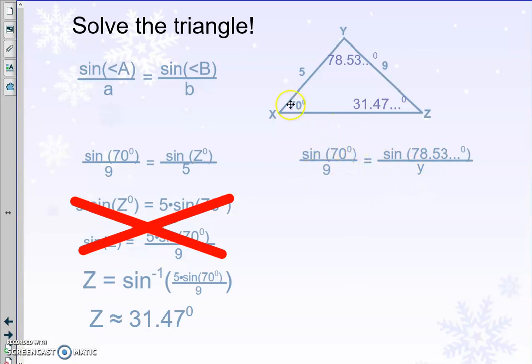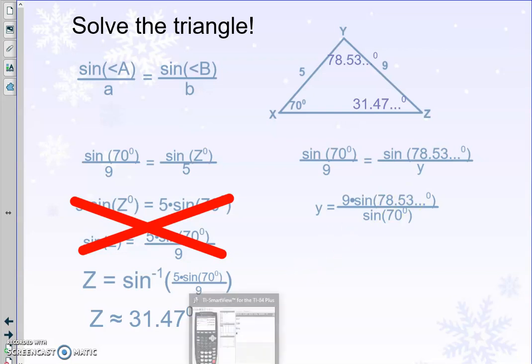Again, I'm using my anchor, 70 and 9. I'm not using this rounded number. Shortcut club. And then I can type this in my calculator. Now remember, it's not 78.53 degrees, but it is the value we stored in our calculator under Y.